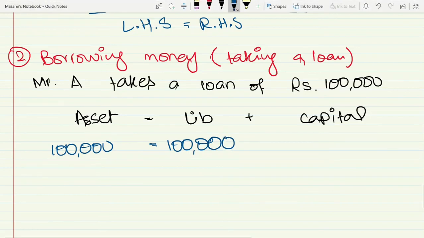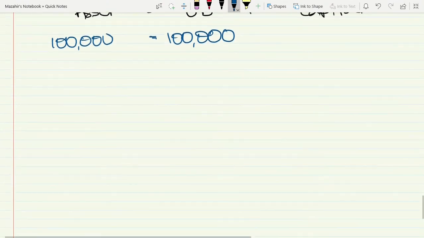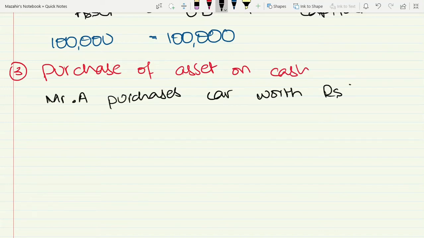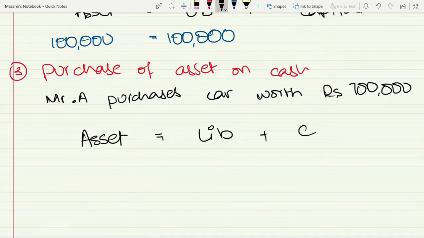Now moving to the third type of transaction, that is purchase of an asset on cash. For example, Mr. A buys a car worth 700,000. Now we'll see what will be the effect on the accounting equation.